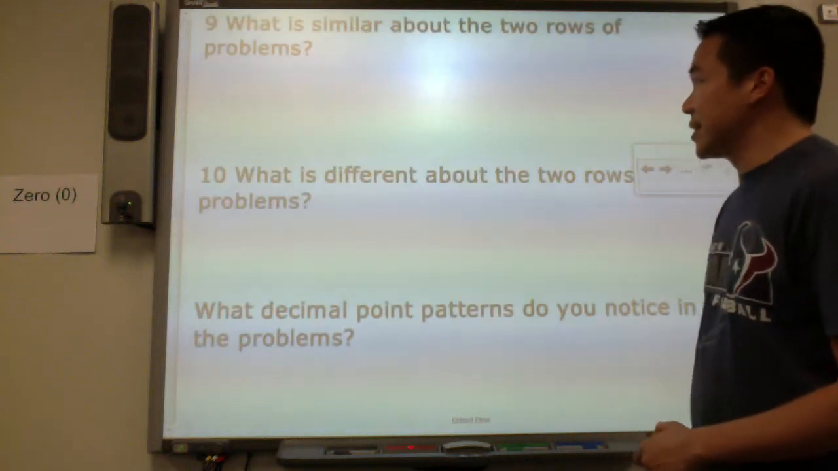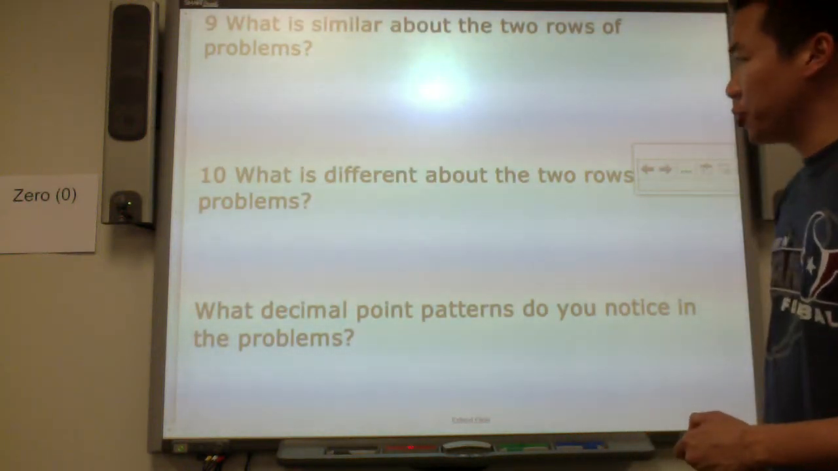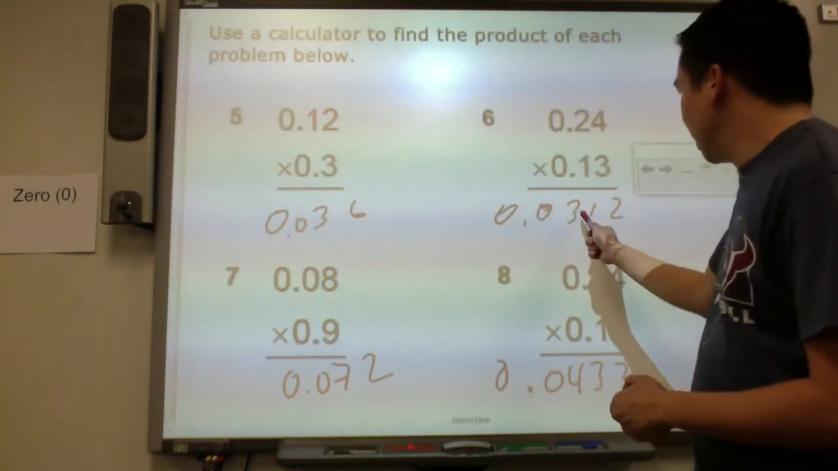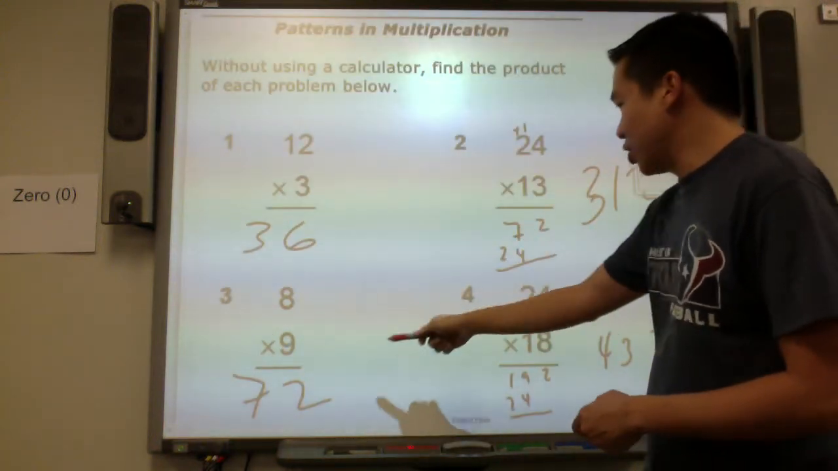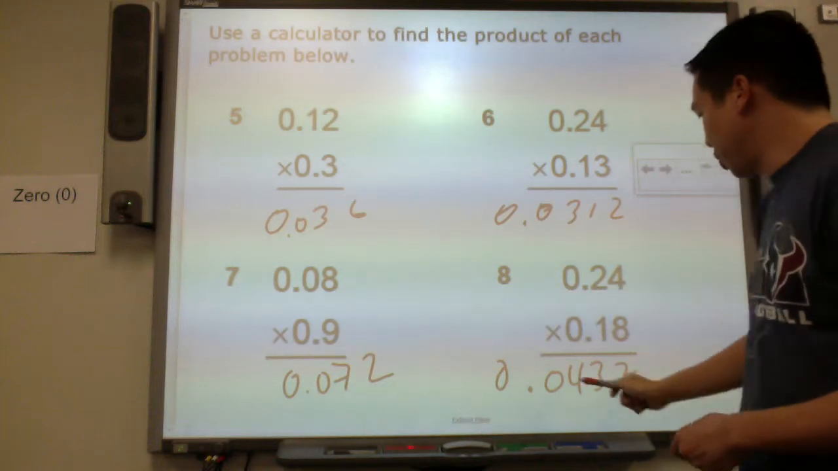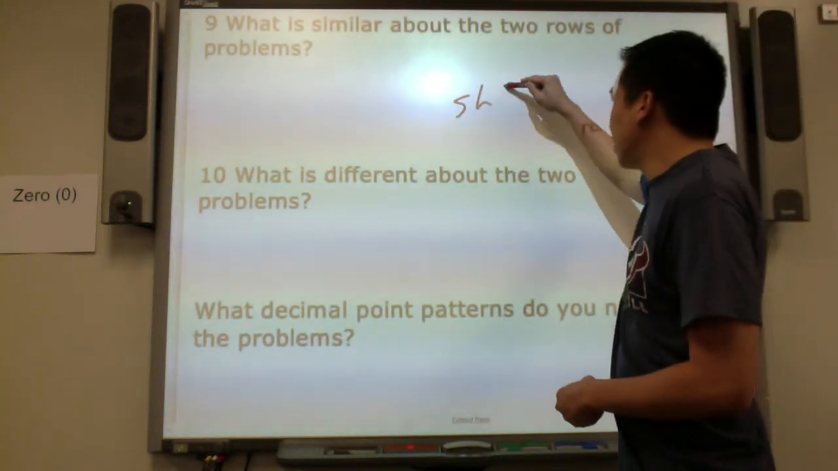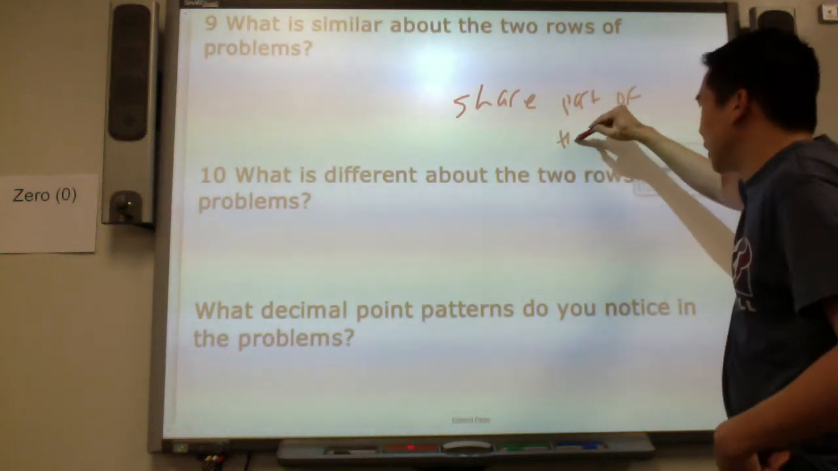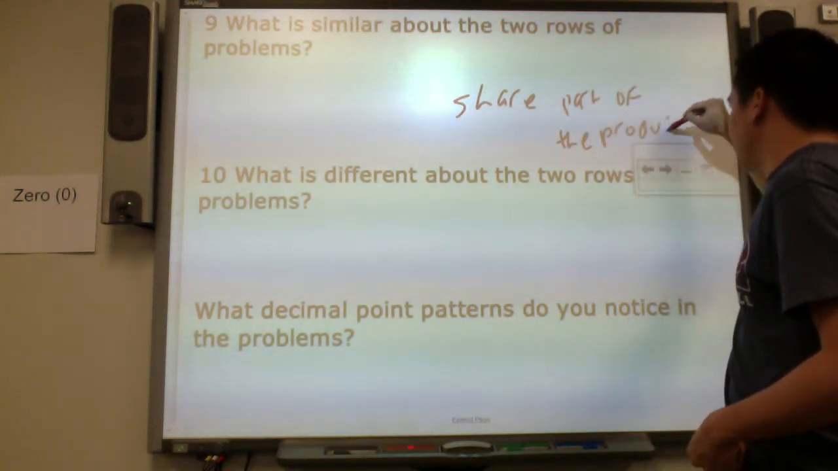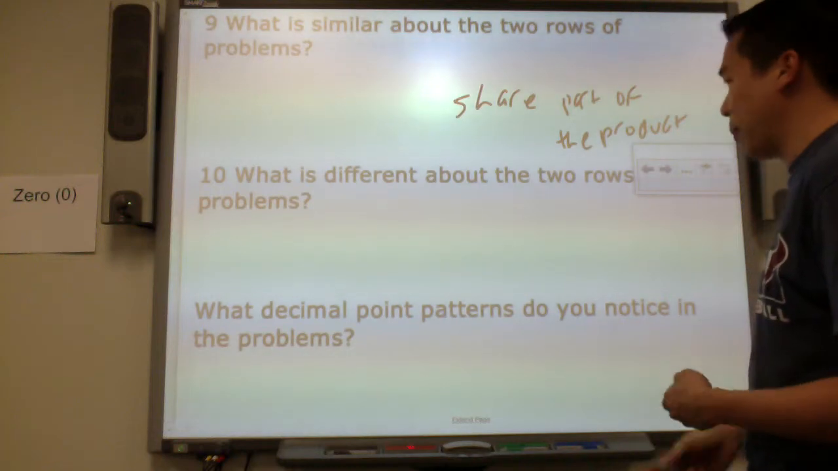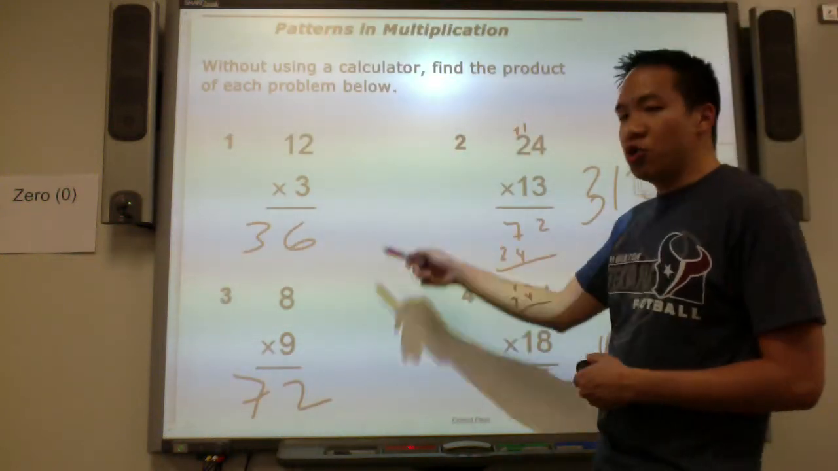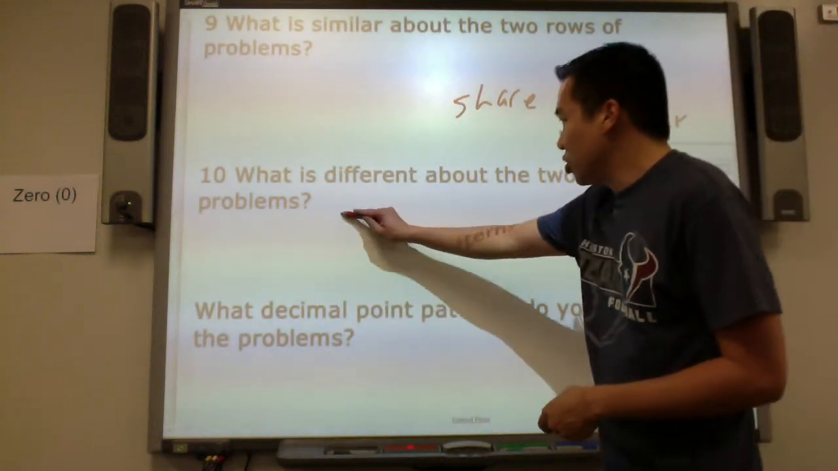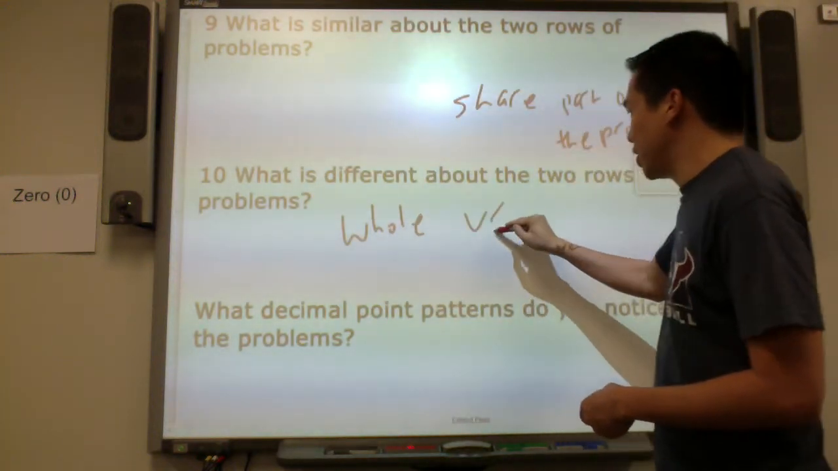So the question is this: what is similar about the 2 rows? This one shares 36, this one shares 312, this one shares 72, 432. So they share part of the product. They share the same digits in the product. What is different about it though? The first 2 rows are all whole numbers. The last 2 rows are all decimals. So it's whole numbers versus decimals.